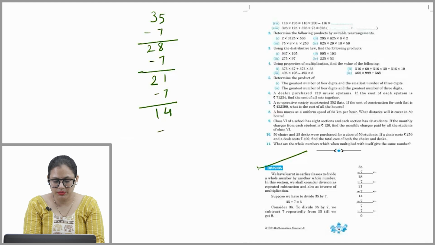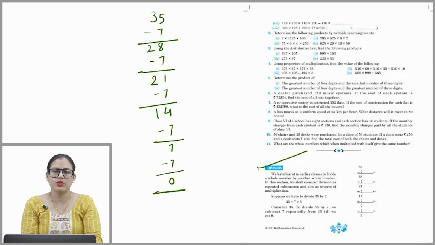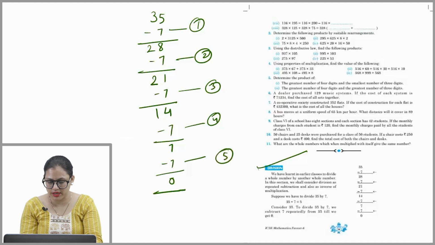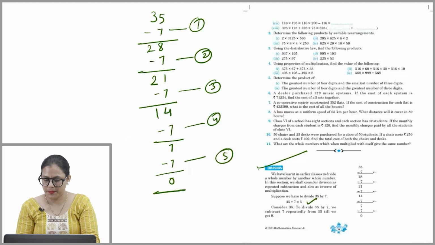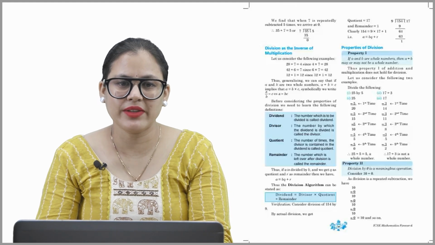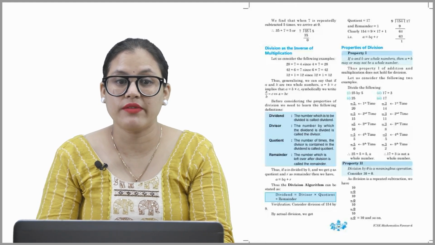14 minus 7 is 7, and 7 minus 7 is 0. How many times have we subtracted 7? 1, 2, 3, 4 and 5. That is why the answer is 5. We find that when 7 is repeatedly subtracted 5 times, we arrive at 0.